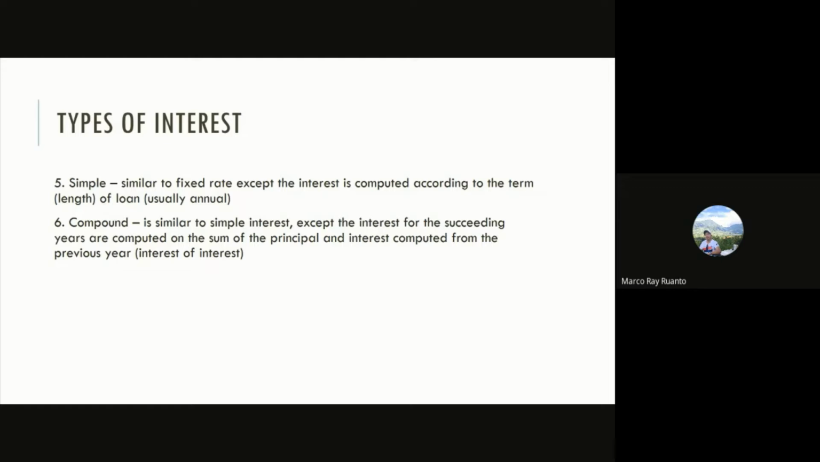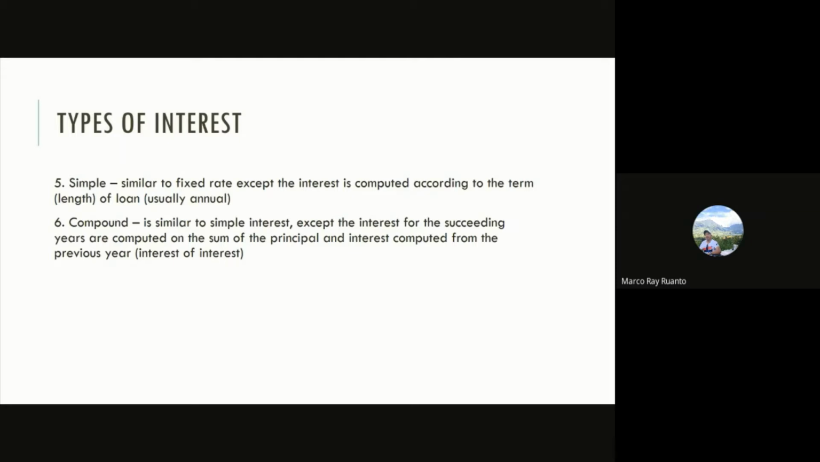Okay, another type of interest is compound. What happens in the compound is that, let us say in the first one, you have your principal, the original money that you have borrowed or invested. Then on the next year, it will gain some interest. On the following year, it will gain an interest based on the principal plus the additional interest of the previous year.